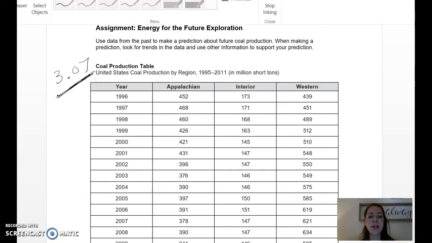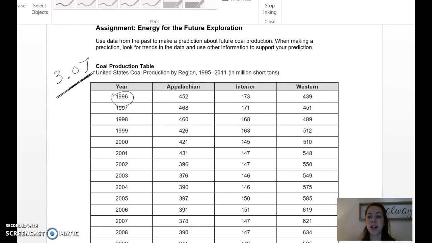At the top it says, use data from the past, so you can see from the table we're starting in 1996, to make a prediction about future coal production. Coal, as you can recall, is a fossil fuel, so it is a non-renewable resource that the United States relies heavily on for energy. It says, when making a prediction, look for trends in data and use other information to support your prediction.